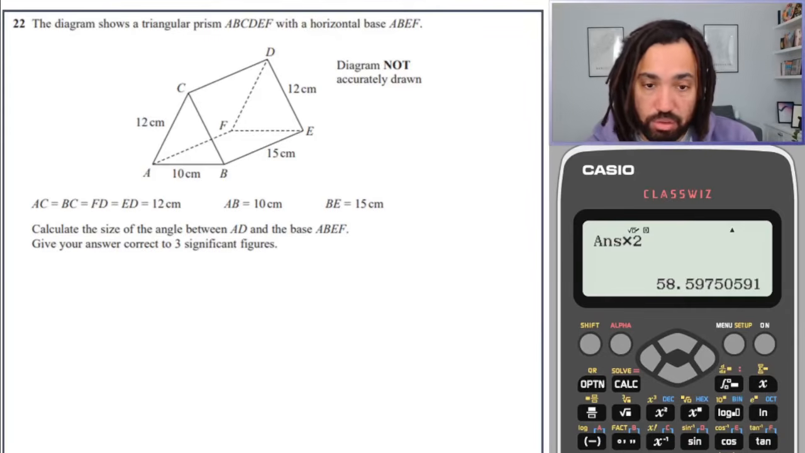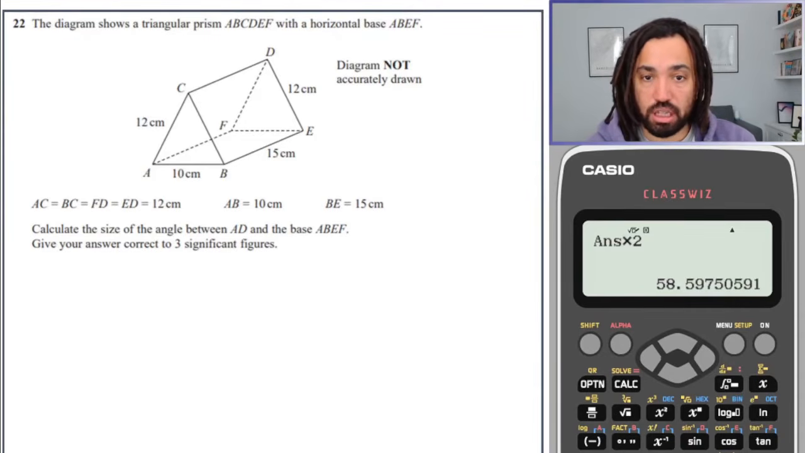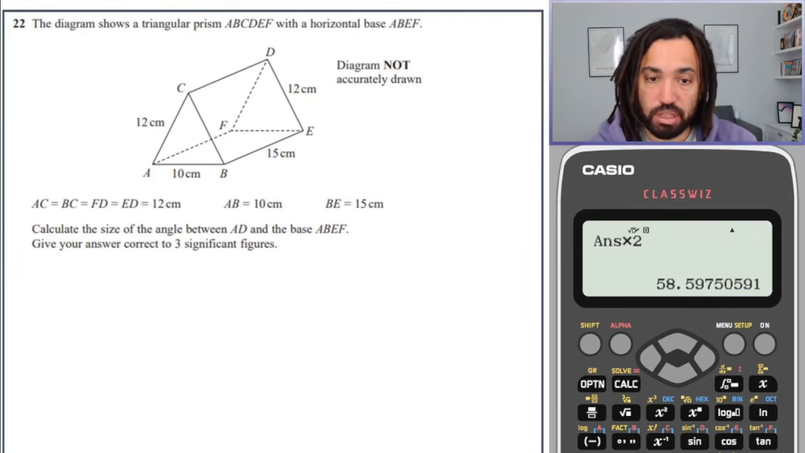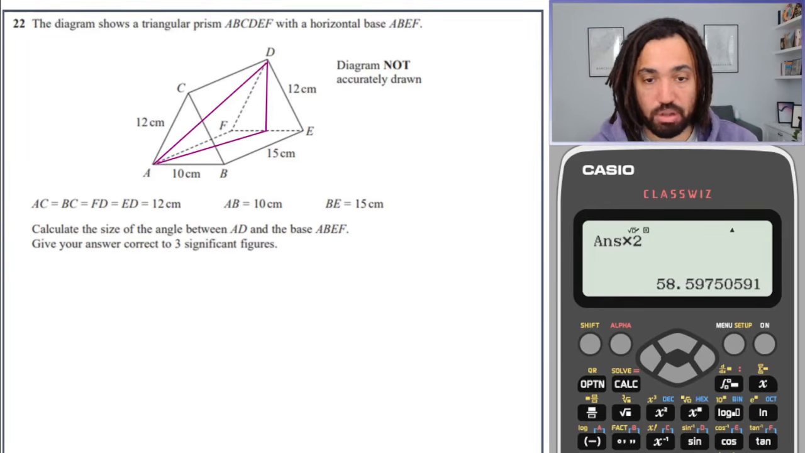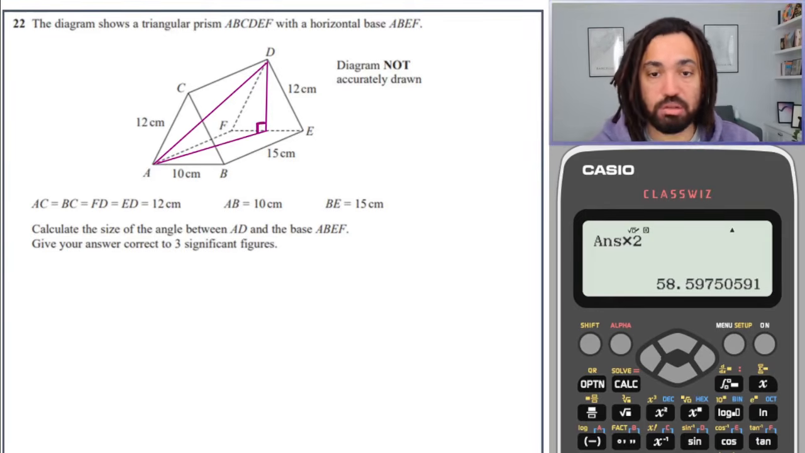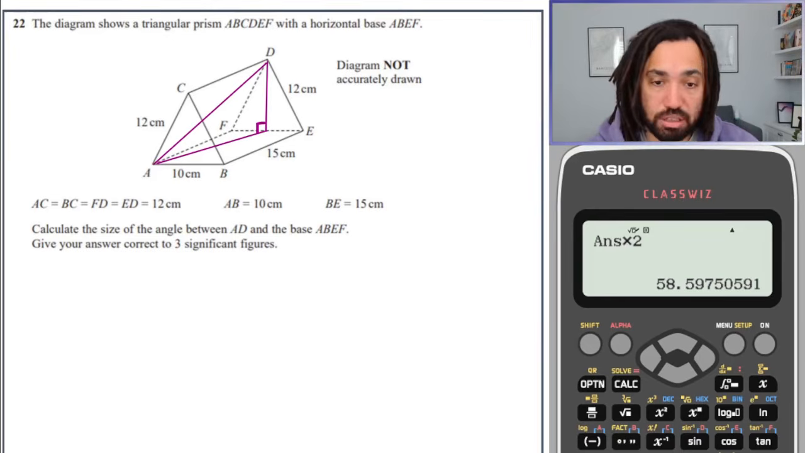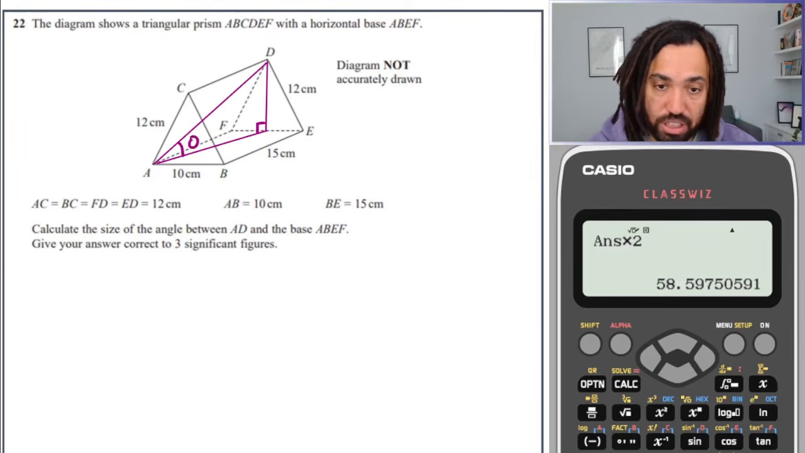Okay, next question, and we've got a triangular based prism, and it says calculate the size of the angle between AD and the base ABEF. No problem. So A to D, we'll draw that line on first, like so. We'll then draw a vertical line down, and then we'll connect it up along the base, and that will form a right angle triangle. And then we just need to work out the angle in here, we'll call that theta.